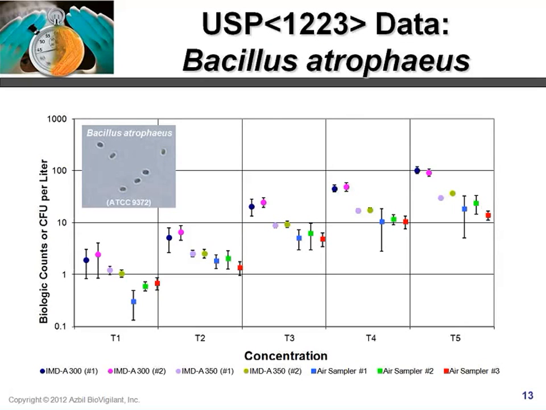And one thing that's interesting and worth noting is the difference in flow rates between all of these pieces of equipment. So the IMDA 300 systems have the lowest flow rate of any equipment on this graph. They're operating at just over 1 liter per minute. The IMDA 350 system has a flow rate of 28.3 liters per minute, which is a common flow rate.